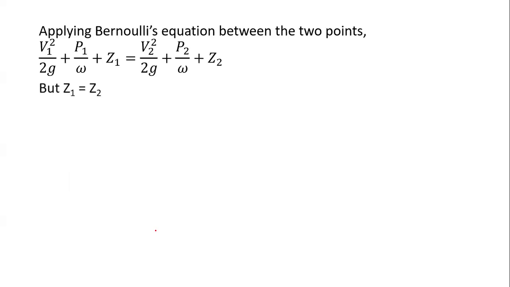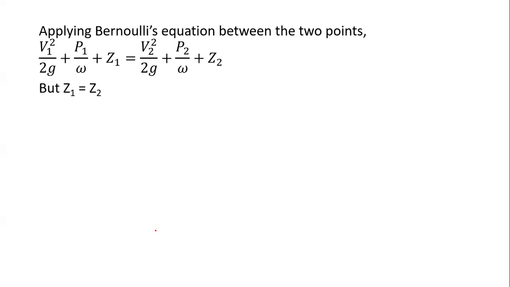With this in mind, we can now get to our working. But we have a problem here because pressure 2 is not there. We only have pressure 1. So we still need to take it through Bernoulli's equation. This is Bernoulli's equation. V1 squared over 2g plus P1 over omega plus Z1 is equal to V2 squared over 2g plus P2 over omega plus Z2.